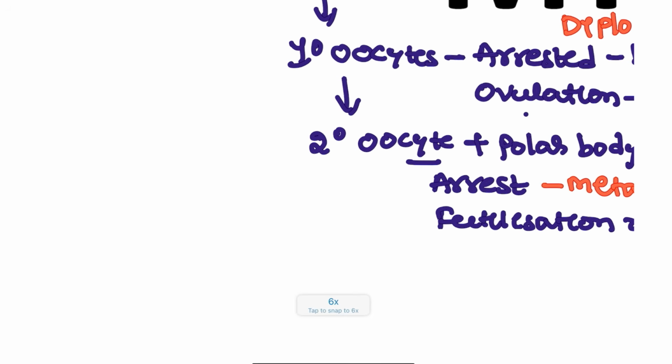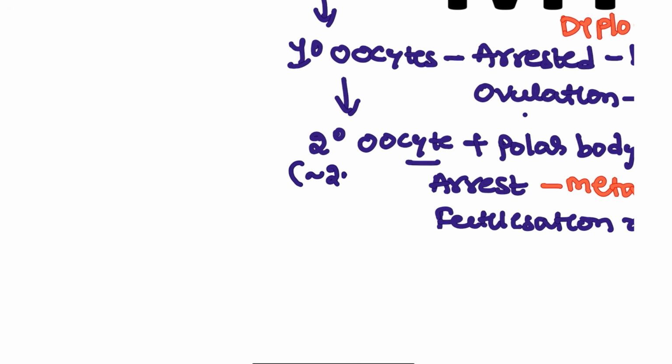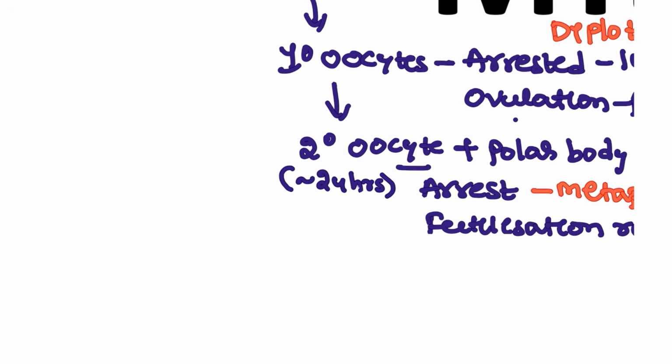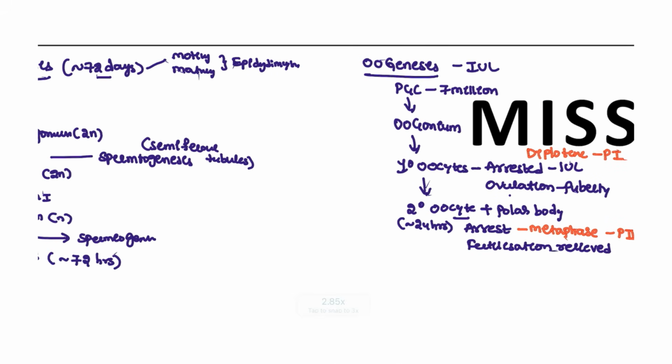So how many hours is the ovum viable? It is viable for around 24 hours only to get the sperm attached and for fertilization to happen. Right? These are the two important points that you have to remember.